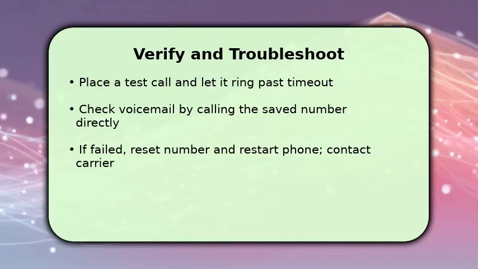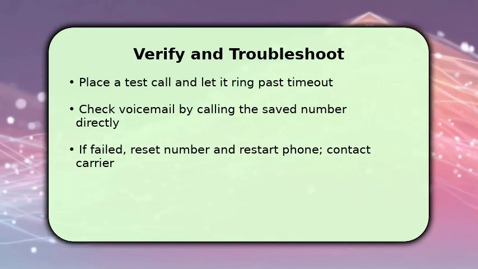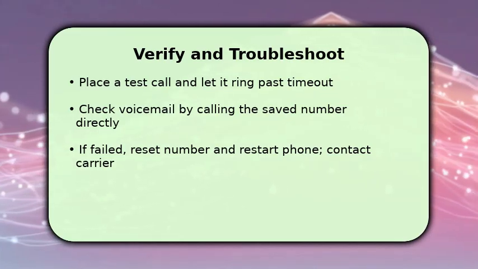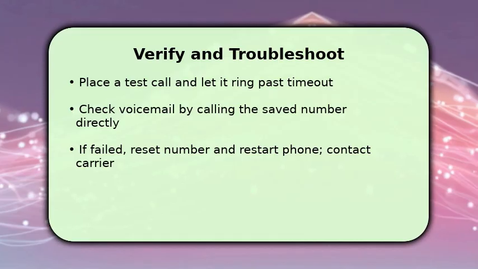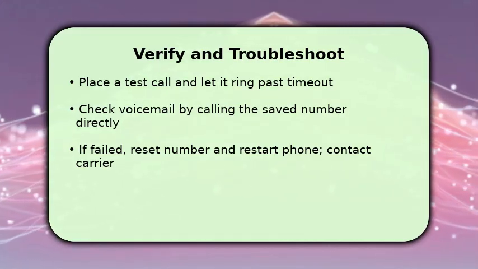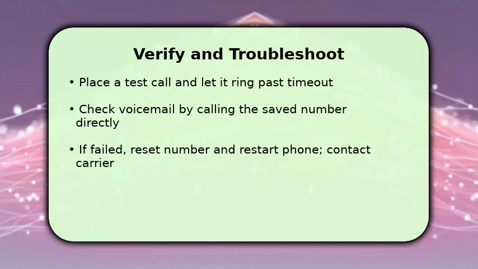If you don't reach voicemail, reopen the entry, verify each digit, save changes, and restart the Geo phone. Reboot often clears routing glitches. If problems persist, contact your carrier to confirm the correct voicemail number and network provisioning.